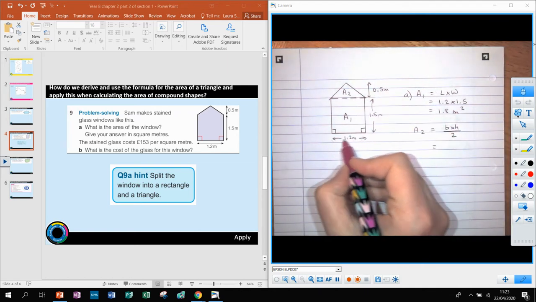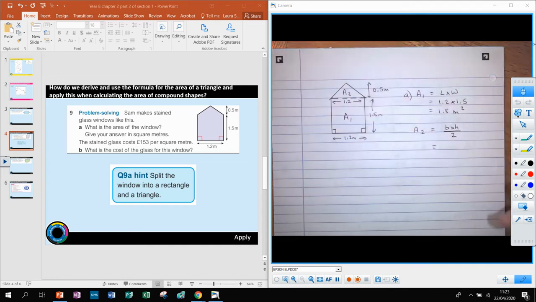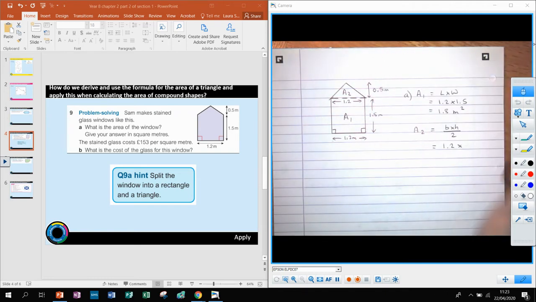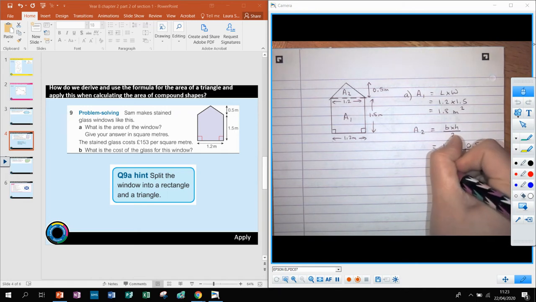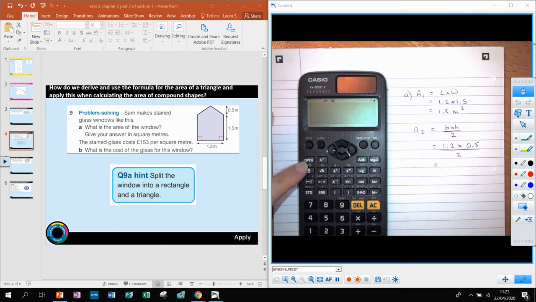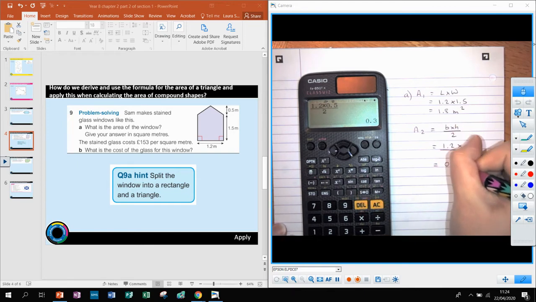For the second area, we are doing base times height divided by 2 because it's a triangle. Okay, our base is the same as the 1.2. It's parallel. Okay, so we have 1.2 times the height of that triangle, which is 0.5, all divided by 2. Okay, since it's a calculator question, we can go straight to our calculator. Here is our fraction button. Don't forget to press that first. 1.2 times 0.5, all divided by 2. And press the SD button. That gives us 0.3 meters squared.